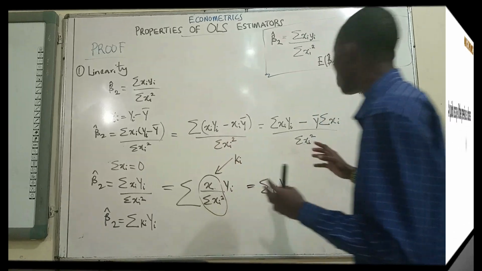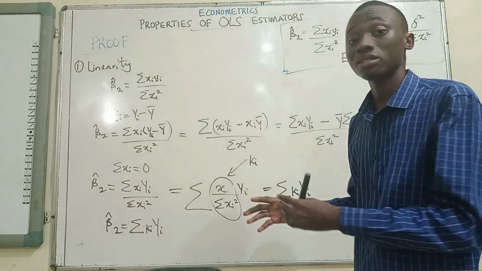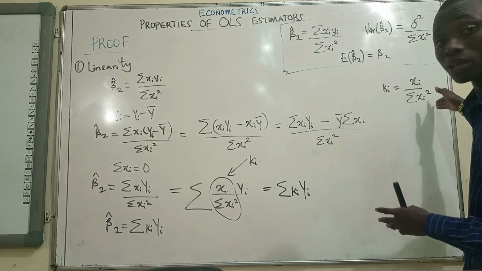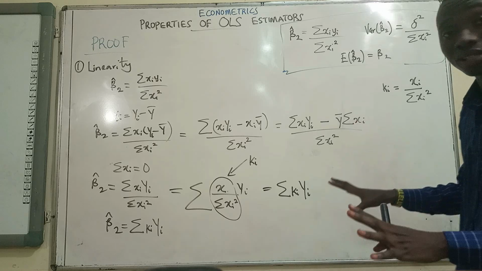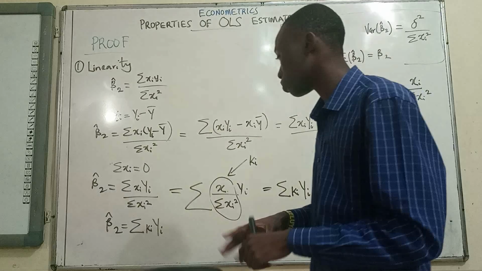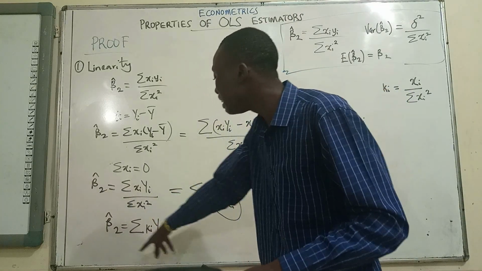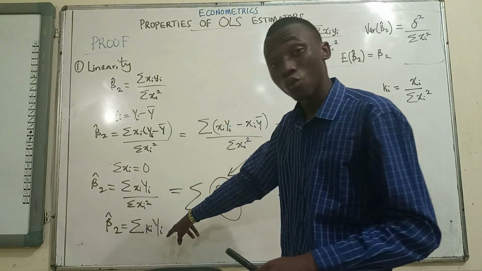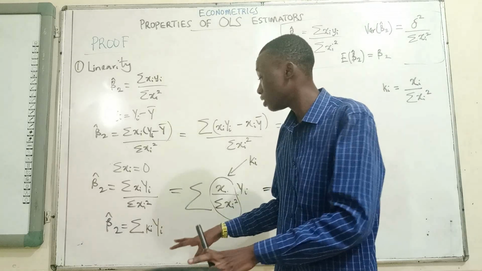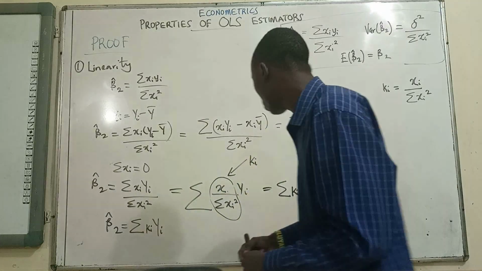constant. Remember that in the assumptions we said x is non-stochastic, is fixed, and k is defined by x and also x squared. So it's non-stochastic and we can treat it as a constant. And from this we see that beta 2 is a linear function of y. In fact, it's the arithmetic average of y using k as weight. We could write this out.